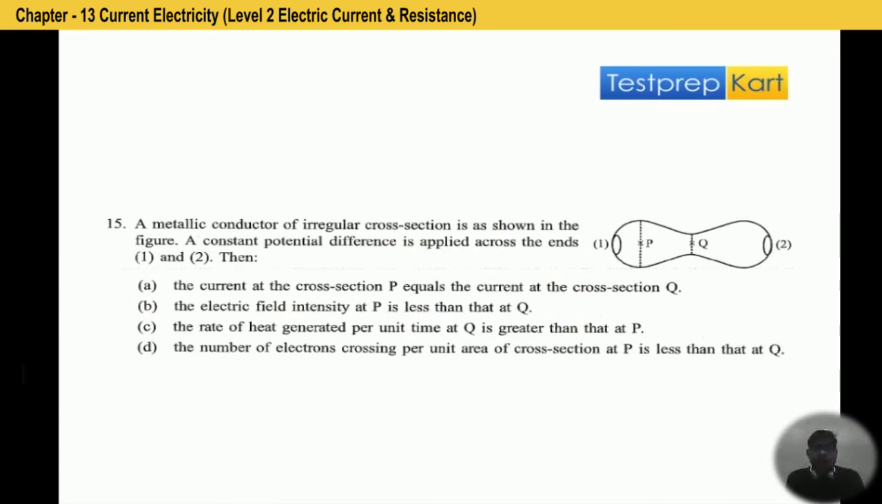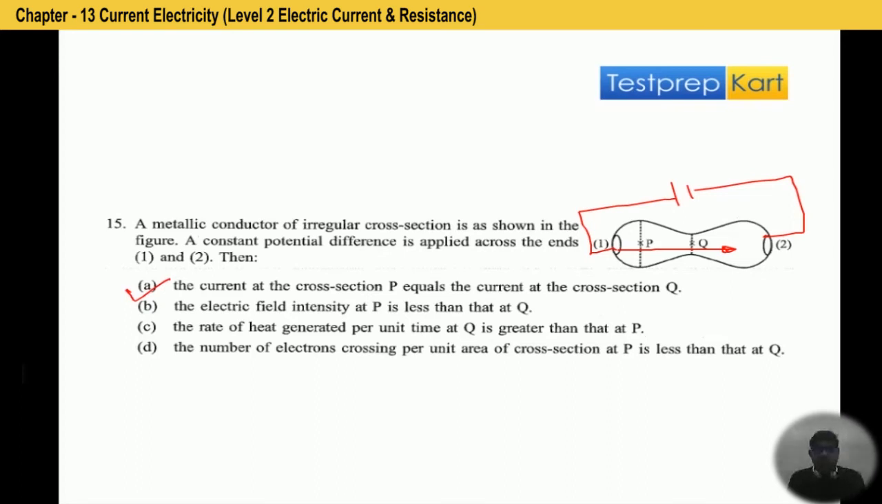A metallic conductor of irregular cross section is shown in the figure. A constant potential difference is applied across points A and B. Now we have to choose correct answers out of these. First option: the current in cross section P is equal to the current in cross section Q. So if your wire is subjected to a common potential, then the current remains the same in series. So the current would remain the same at all points, which means option A is correct.